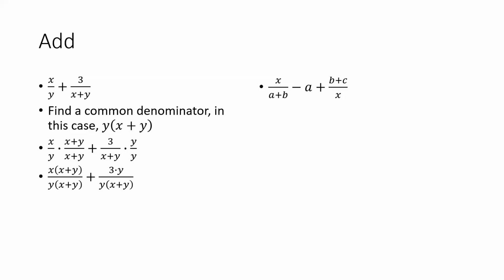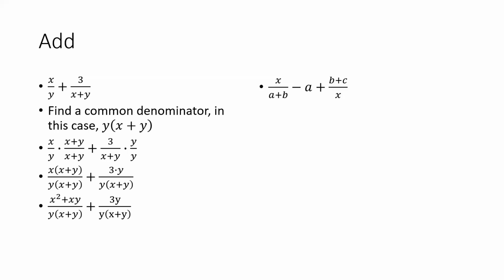So now we just multiply. And look, you just have X times the quantity X plus Y and 3 times Y. And then both denominators end up to be Y times the quantity X plus Y. Okay? And then let's distribute through that X times X plus Y. So you get X squared plus XY. And then 3 times Y is just 3Y.